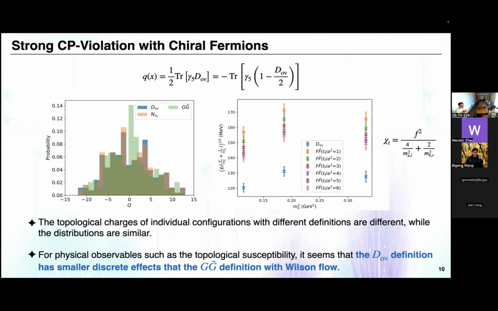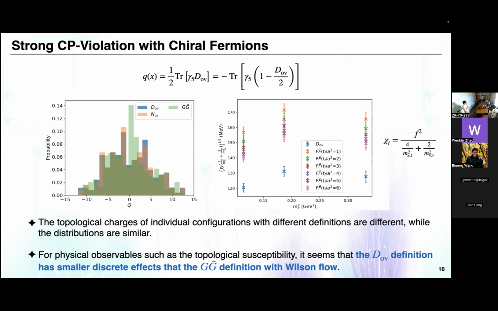And then we try to test on some more physical quantity. So we calculated the topological susceptibility. In the leading order of chiral perturbation theory, the topological susceptibility has such a form. What I plot in this figure is this topological susceptibility divided by this denominator, and we take a square root. So it should give this decay constant F. All these colorful ones are from the G G-tilde or F F-tilde definition with different smearing steps, or with the flow time. It seems that if you go to larger smearing, it has a trend of going to the value from the overlap definition. So we prefer that the overlap definition is probably a better one to adopt.